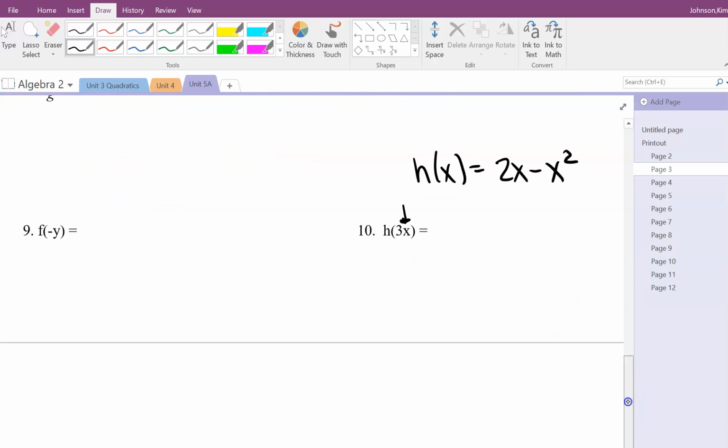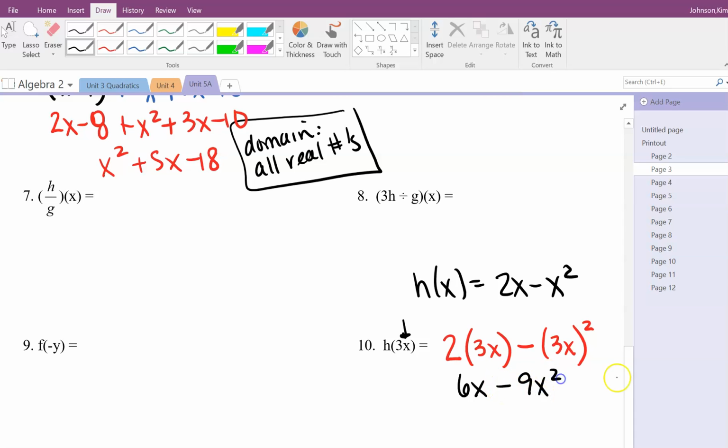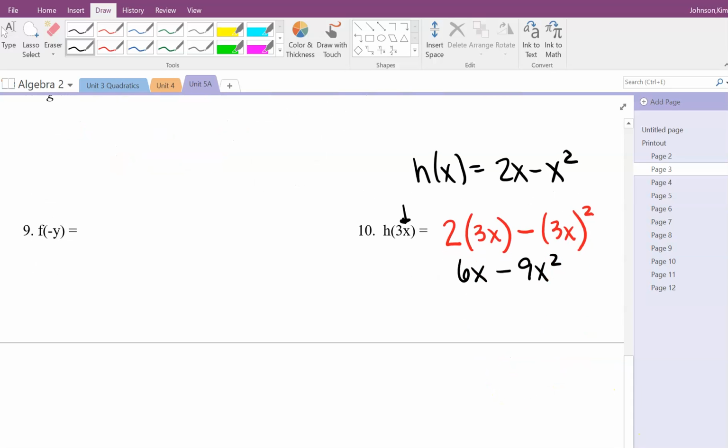Okay, so if I'm going to evaluate h of 3x, I want to replace all the x's with the quantity 3x. So this is going to look like this: 2, instead of x, I'm going to write 3x. Minus, instead of x here, again, I'm going to write 3x, so this is the quantity 3x squared. When I evaluate that, I get 2 times 3x is 6x. The quantity 3x squared is 9x squared. And so 6x minus 9x squared is my final answer.